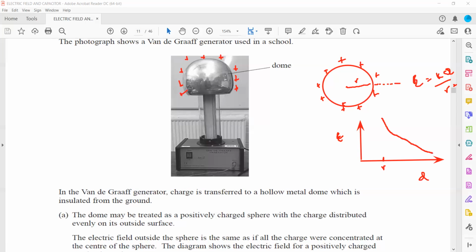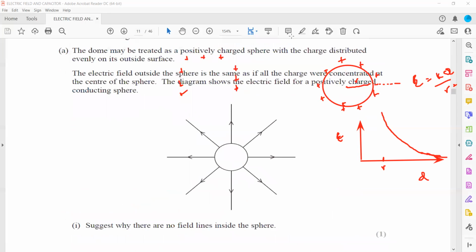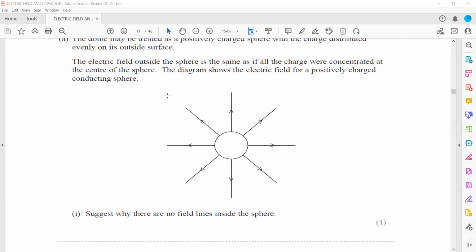So there will be an inverse square relation, but it doesn't touch the x-axis, as the electric field acts over an infinite range. So you cannot say the electric field will be zero at any point. It will be near the axis but won't touch the x-axis. The electric field outside the sphere is the same as for all the charge concentrated at the center.